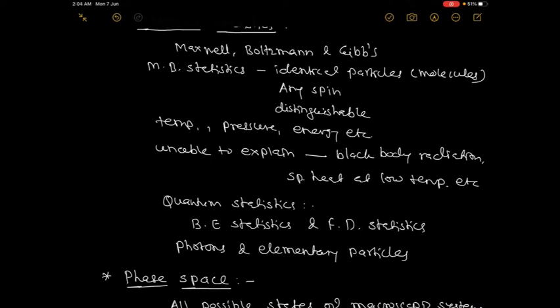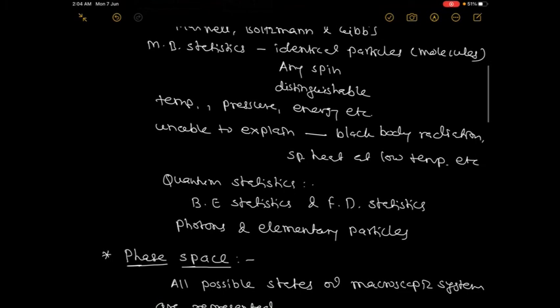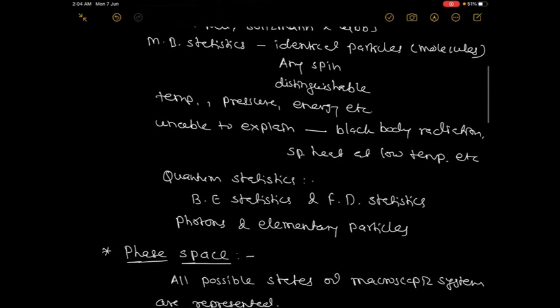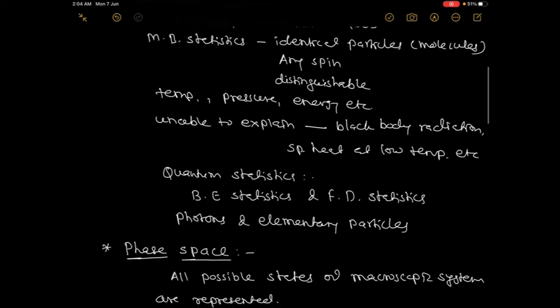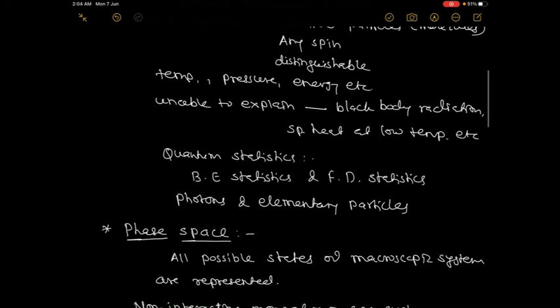Therefore, these experimental phenomena were explained by using a new quantum idea. In that idea, we consider the discrete exchange of energy between the systems. The resulting statistic is known as quantum statistic. That quantum statistic is of two types, Bose-Einstein statistic and Fermi-Dirac statistic. For example, that statistic holds good for photons and elementary particles.